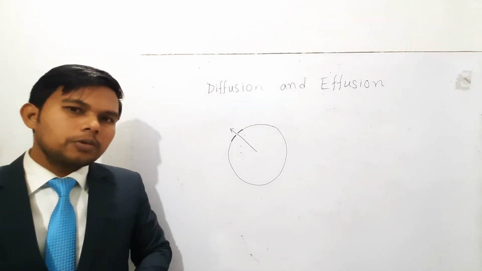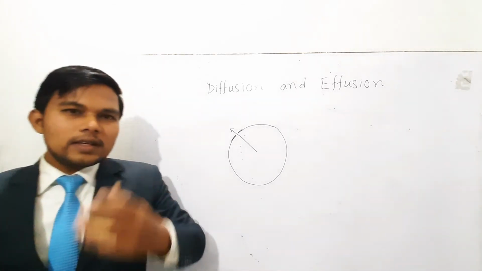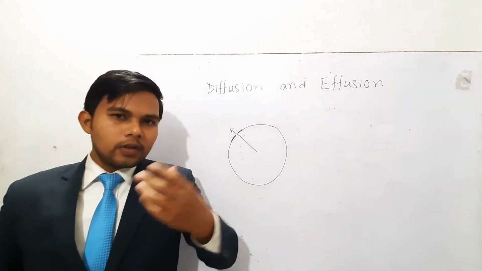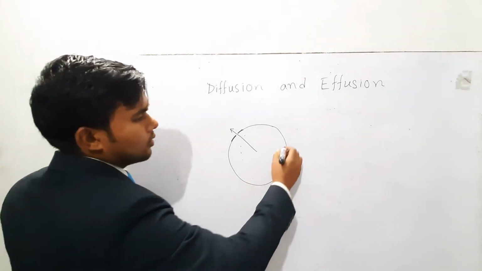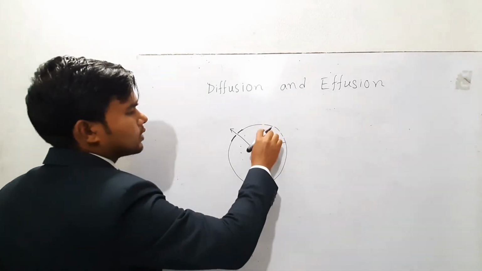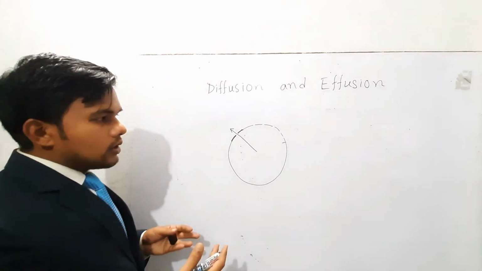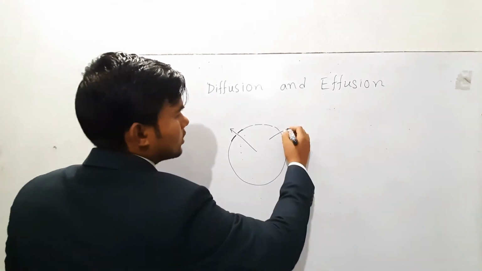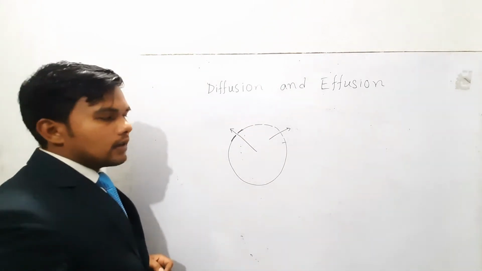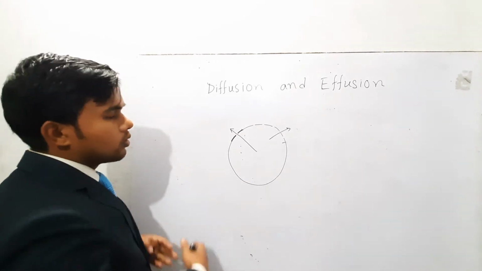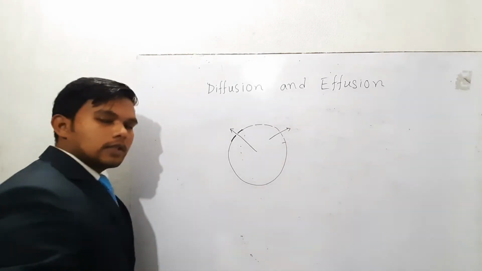There are so many examples of effusion. When jackfruits ripen, we can feel the smell. How does the smell come from the jackfruit to our nose? Actually, in jackfruits there are very small pores present. When jackfruits ripen, the smell, that means the fragrance from the jackfruit, goes from inside to outside, because inside the pressure of the gas is high and outside the pressure of the gas is low. So for the effusion process, the smell will go outside from the jackfruit through the small pores.